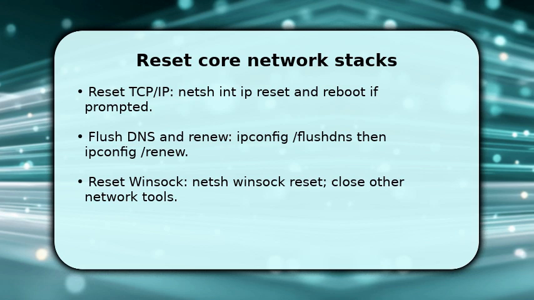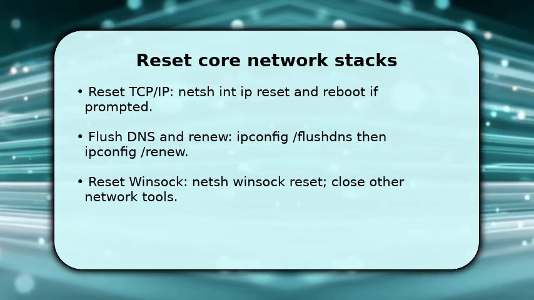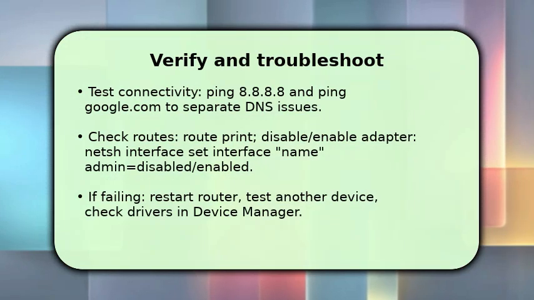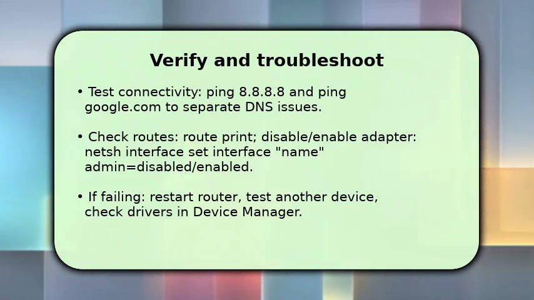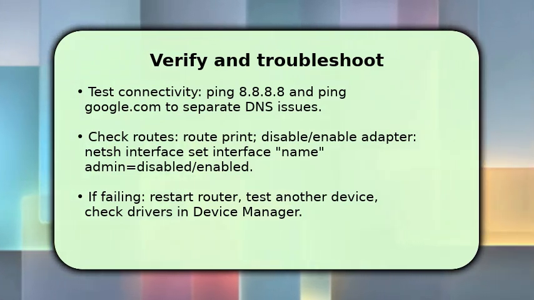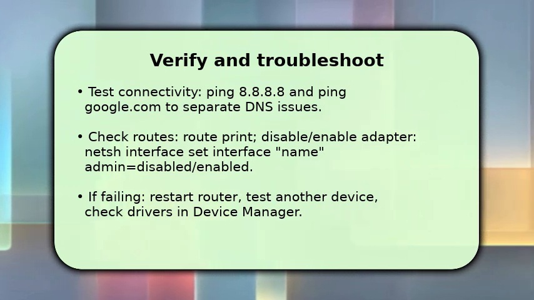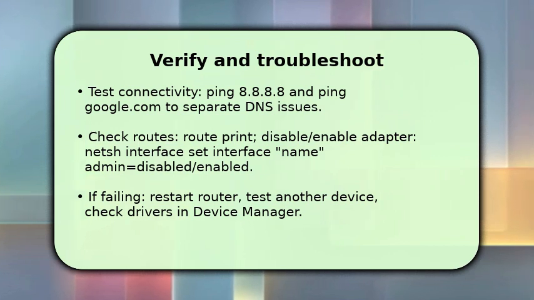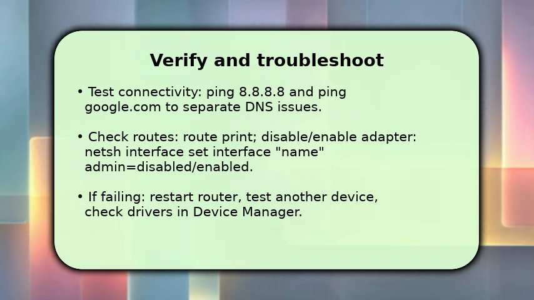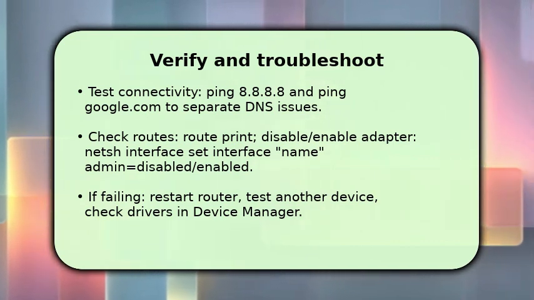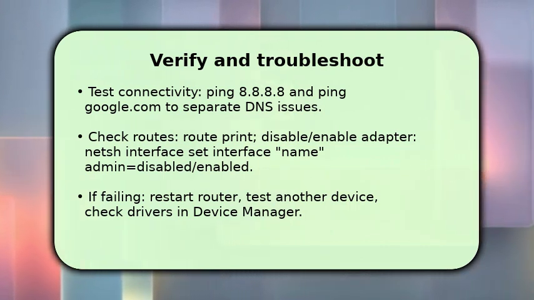Finally, verify connectivity and isolate remaining problems. Ping an IP such as 8.8.8.8 to confirm basic routing, then ping a hostname to verify DNS resolution. Use route print to inspect default gateway entries, and toggle the adapter with netsh interface set interface, your adapter name, admin equals disabled then enabled to reinitialize it. If issues persist, restart your router and test another device to rule out ISP problems. Key troubleshooting tip: update or roll back the network driver in Device Manager before deeper diagnostics.